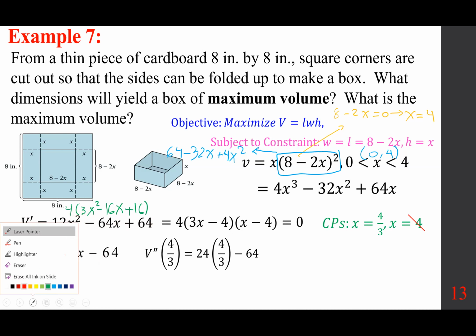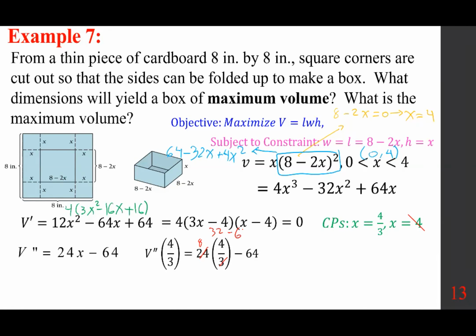Notice what happens. I can drop this and change this to 8. 8 times 4 becomes 32. Minus 64 is negative 32. Means concave down, means maximum. Negative 32 means concave down, means maximum occurs at x equals 4/3.